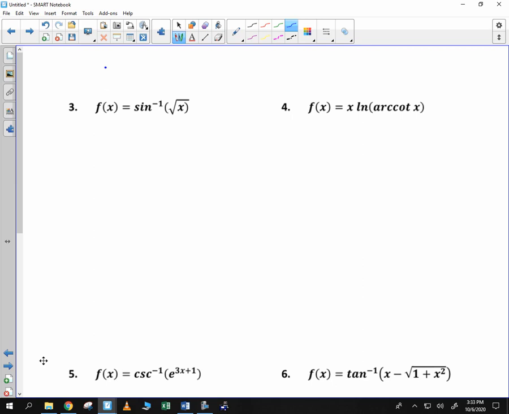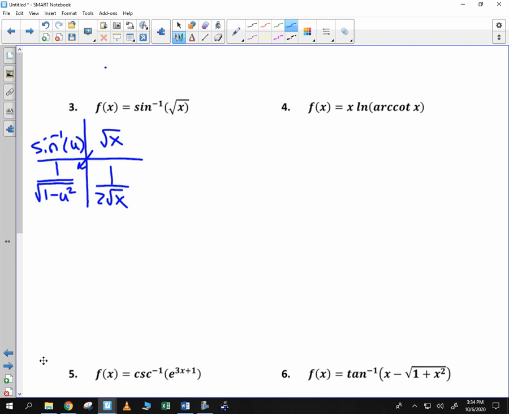Sine inverse of the root of x. Arc sine of u, root of x. The derivative of the root of x is 1 over 2 roots of x. The derivative of arc sine of u is 1 over square root of 1 minus u squared. So as you multiply these, you get 1 in the numerator, the denominator 2 roots of x.